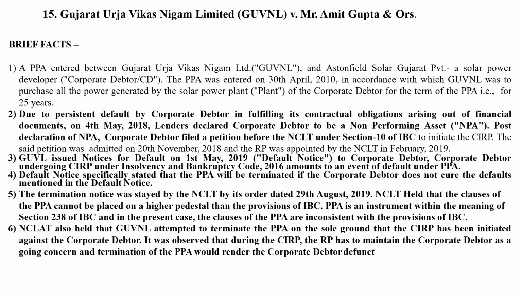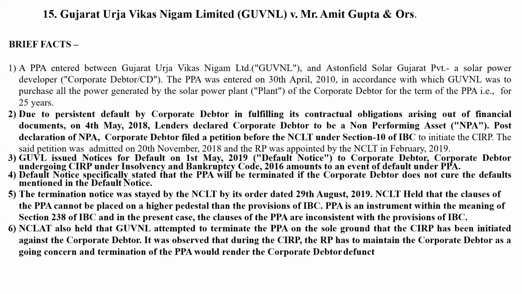GUVNL issued notice of default on 1st May 2019 to the corporate debtor. The corporate debtor undergoing CIRP under the Insolvency and Bankruptcy Code 2016 amounts to an event of default under the PPA. The default notice specifically stated that the PPA will be terminated if the CD does not cure the defaults mentioned in the default notice. The termination notice was stayed by the NCLT by its order dated 29th August 2019.